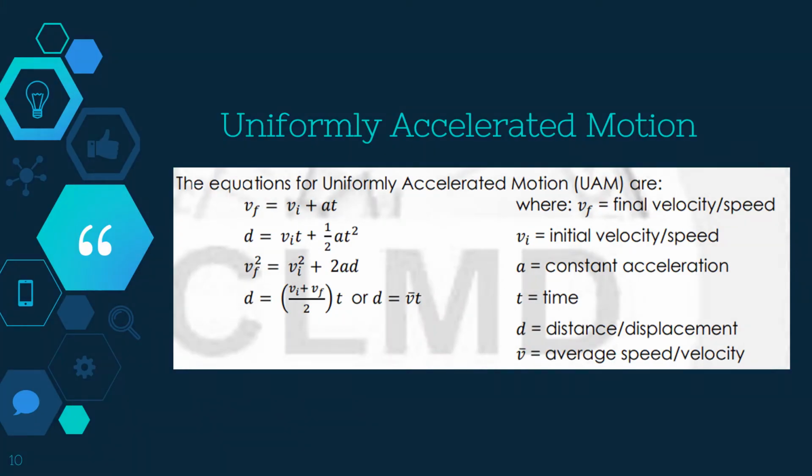In this particular slide, you may see the different equations that you may use in order to solve word problems that involve uniformly accelerated motion. As you can see, the equations are represented by different symbols that pertain to the different variables in physics, like the final velocity, the initial velocity, the constant acceleration, the time, and the distance or displacement. Of course, we have the average speed or velocity.